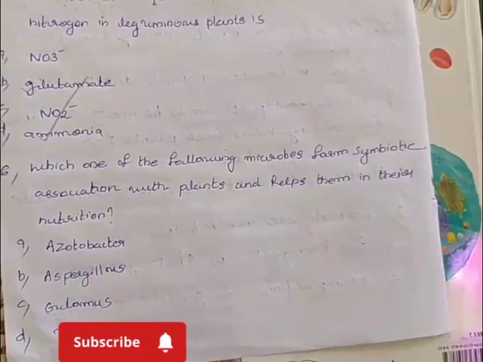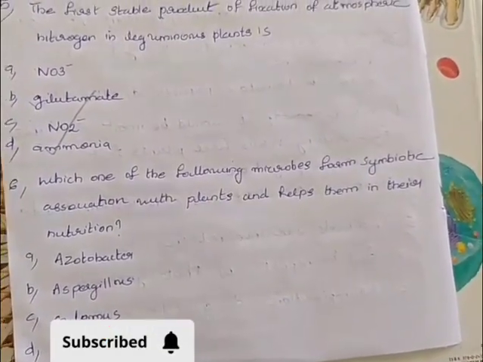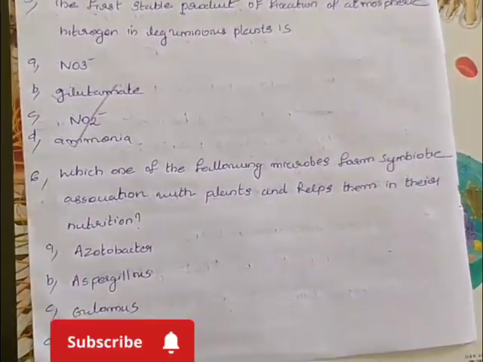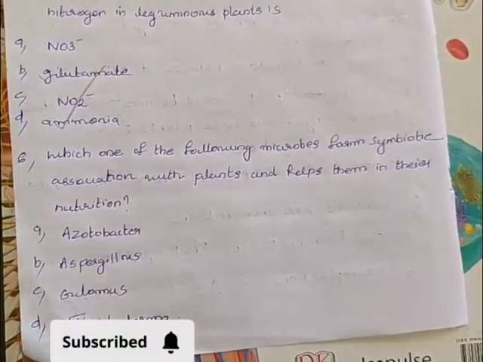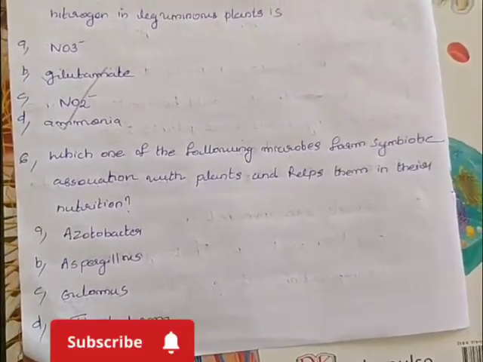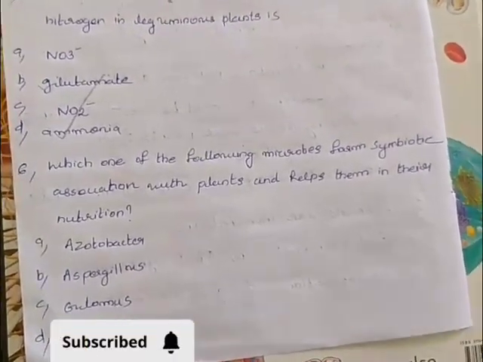Which one of the following microbes form symbiotic association with plants and helps them in their nutrition? A. Acetobacter, B. Aspergillus, C. Glomus, D. Trichoderma. Answer option C. Glomus.